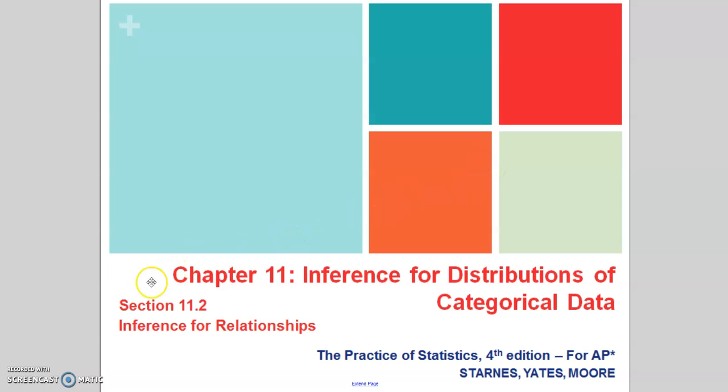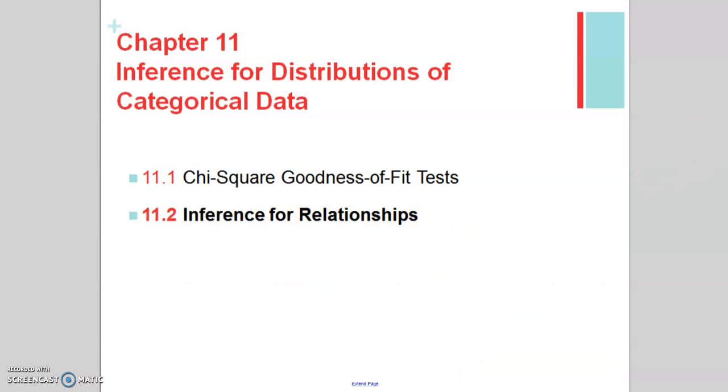Hello, today we're going to start section 11.2, which is called Inference for Relationships. Basically, what we're going to be doing in this section is looking at two other types of chi-squared tests.